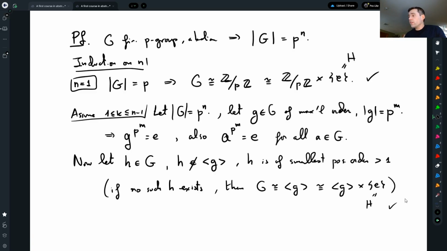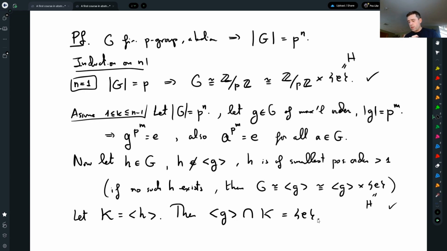Right, so we can assume that there is such an h, and I'm going to let, for now, K be the subgroup generated by h. Okay, that is not going to be my H, so I'm going to call it K, and by what I just said, the subgroup generated by g and K has to be of trivial intersection. There's nothing in there, otherwise I would be able to generate h as a power of g, but h is not in the subgroup generated by g.